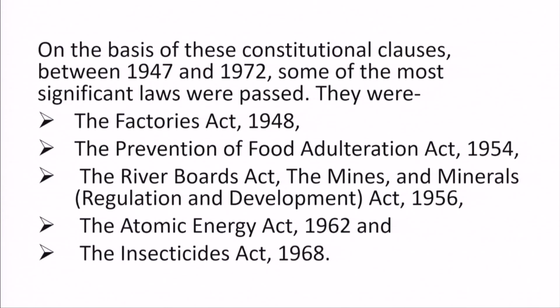On the basis of these constitutional clauses, between 1947 and 1972, some of the significant laws enacted included the Factories Act of 1948, the Prevention of Food Adulteration Act of 1954, the River Boards Act, the Mines and Mineral Regulation and Development Act of 1956, the Atomic Energy Act of 1962, and the Insecticides Act of 1968. Only after the Stockholm Declaration, held in 1972, did India begin to focus on the bigger picture of environmental conservation.